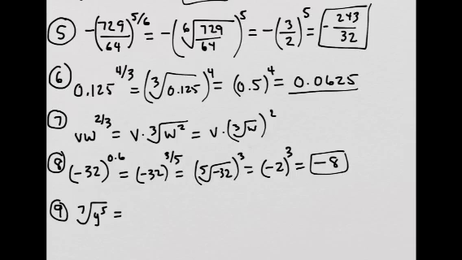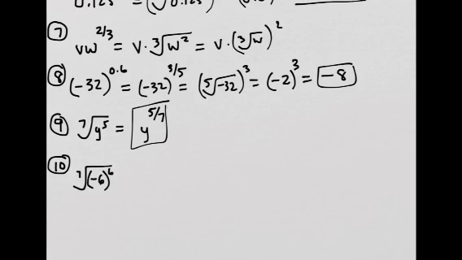Number 9, we're going to go backwards now. For the rest of the problems, they're going to give them to you in radical form, and you have to change them to rational exponents, okay? So this one becomes y. The power is 5 and the root is 7. And that's all you write. So number 10, the base is -6, and then the power is 6 and the root is 7. So that's all you write.